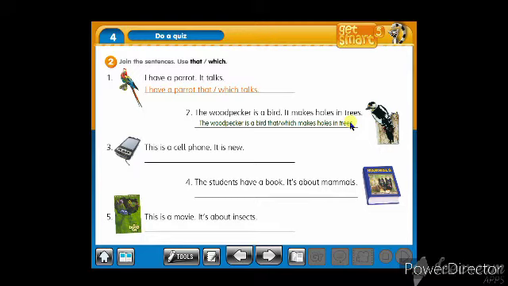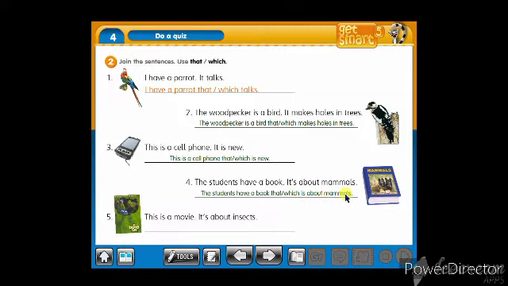Right? Number 3. Cell phone. We all have cell phones, right? This is a cell phone. We know that. It is new. Extra information. This is a cell phone that or which is new. 4. The students have a book. It's about mammals. The students have a book which or that is about mammals.